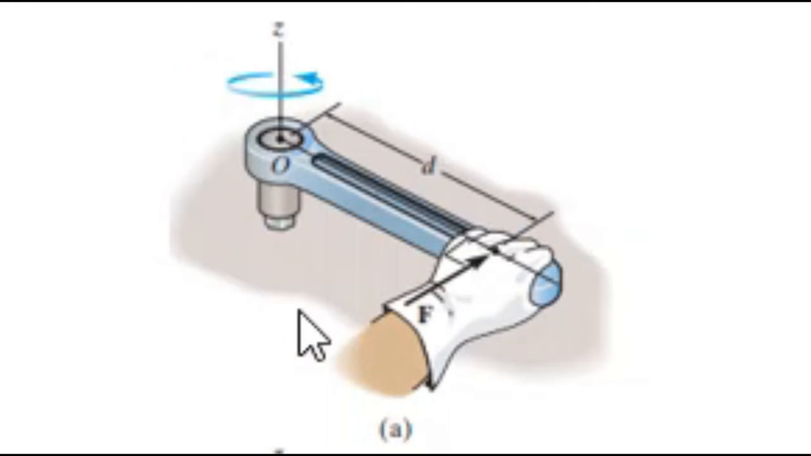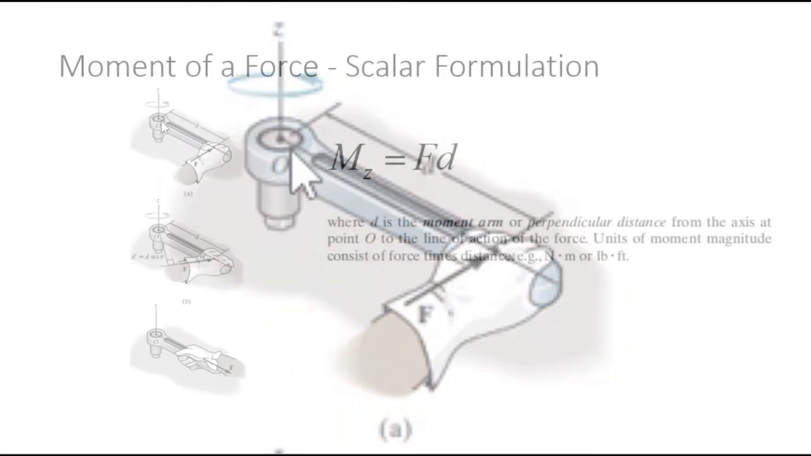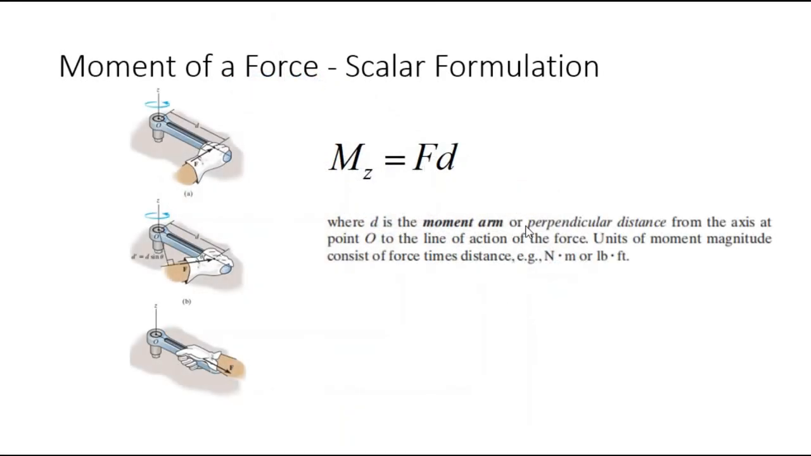So ano ibig sabihin ngayon ng moment of a force? That will be just the force times this distance. But specific, ha, the distance should be perpendicular. So, perpendicular distance. So, force times the perpendicular distance. It is from the axis at point O, okay, to the line of action of the force, okay? Ito, basahin natin dito. So, D, the distance, is the moment arm or perpendicular distance from the axis at point O, okay, to the line of action of the force. Okay, the units usually is newton meter or pounds foot.